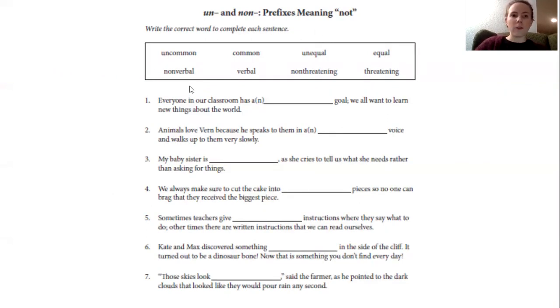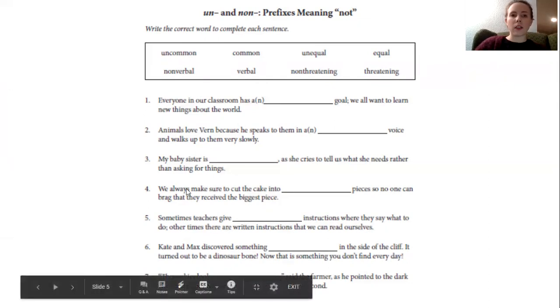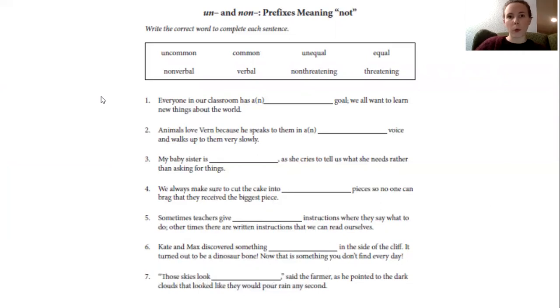So then we have a bank of words up at the top: uncommon, common, unequal, equal, nonverbal, verbal, non-threatening, threatening. And then each of those will have one extra, it looks like, will go into one of these sentences. There won't be more than one word used each time. So let's do number 1 together. I'm just going to write number 1.